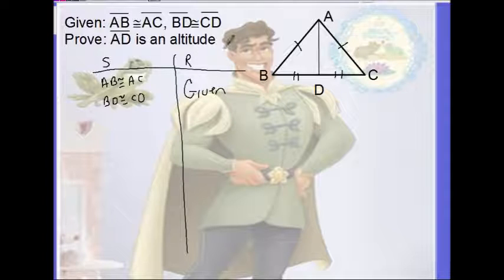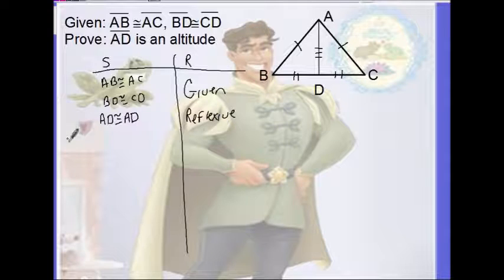Now, let's look real quick at what we're trying to prove. We're trying to prove that we have an altitude. And if it's an altitude, then it's going to be a perpendicular segment from the vertex to the side opposite. So here we go. Looking at my picture, I see that I have reflexive. Now, remember, if you get the urge to draw it, have that same urge to write it. AD is congruent to AD. The reason, reflexive.